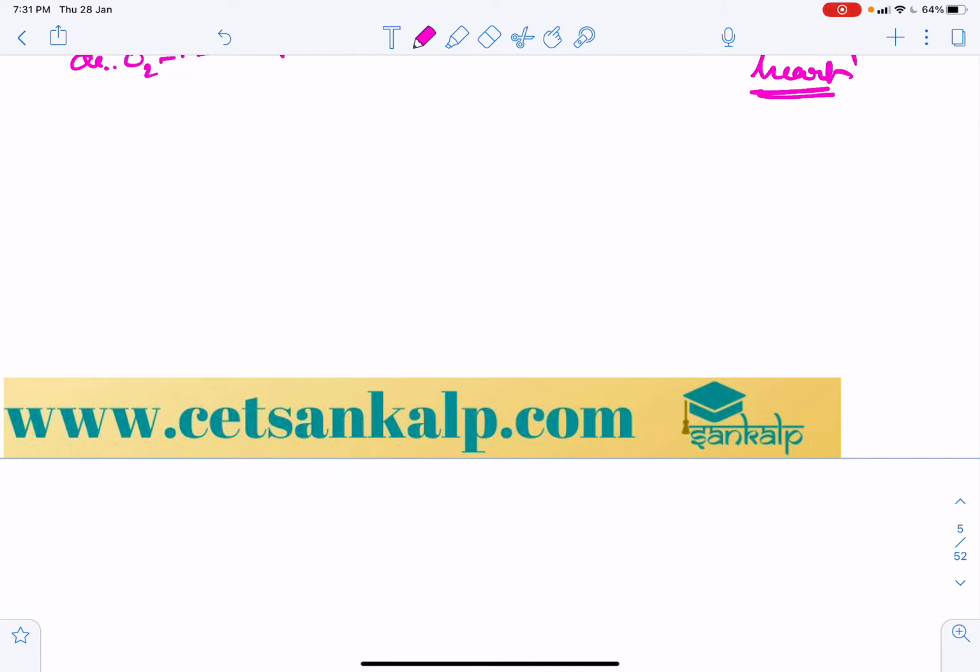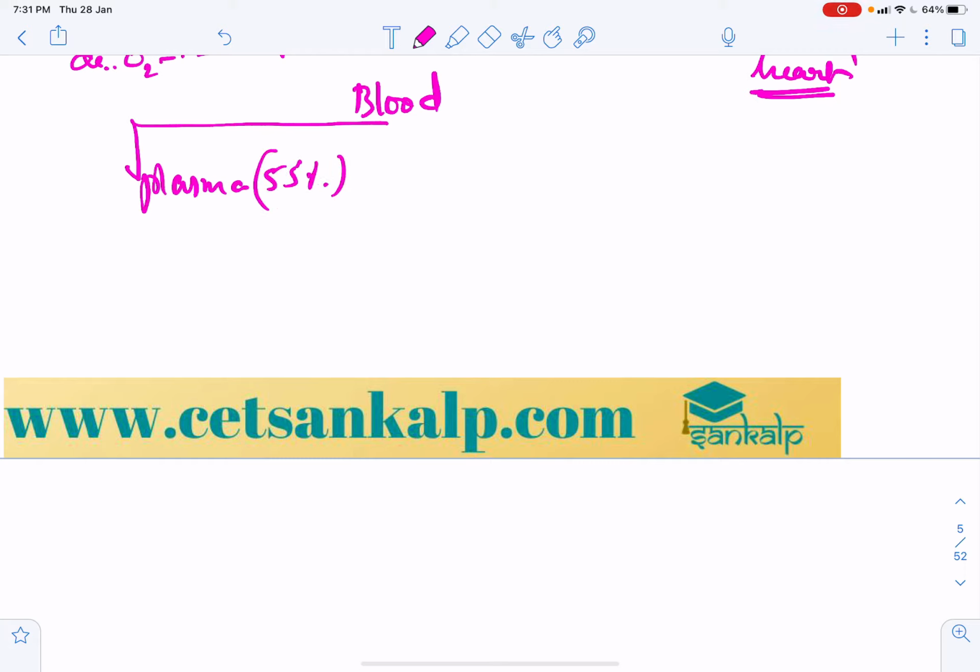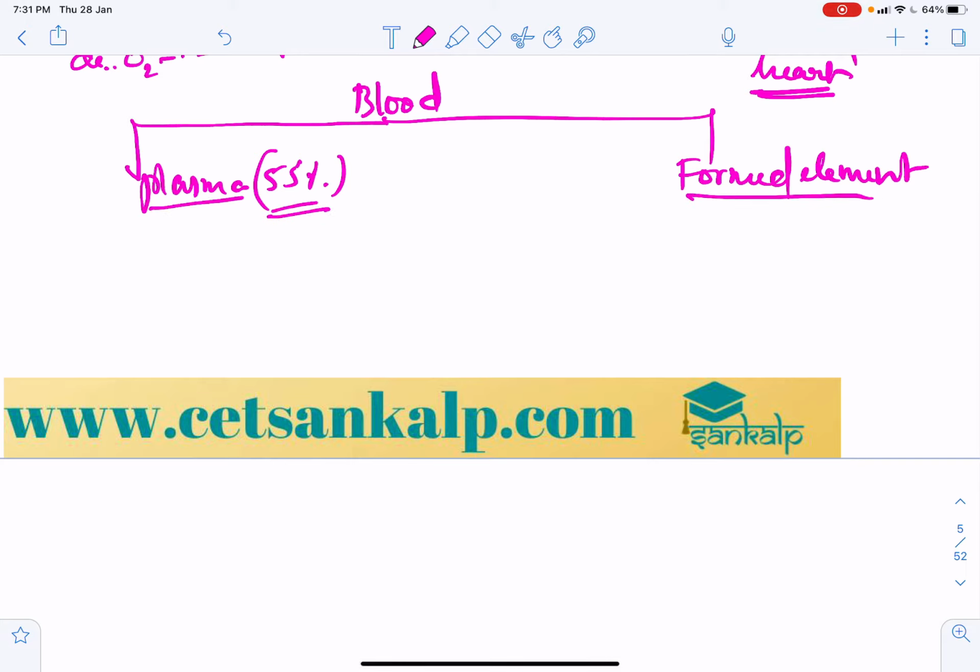So next we can take up the content of blood. What is the composition of blood? When we're going to know about the blood, the main thing you have to keep in mind is that blood components mainly include plasma and formed elements. Plasma forms about 55% of the total blood, whereas the formed elements make up the remaining 45%. In this we're going to get questions, please focus on this.